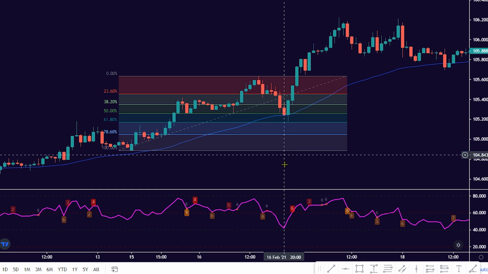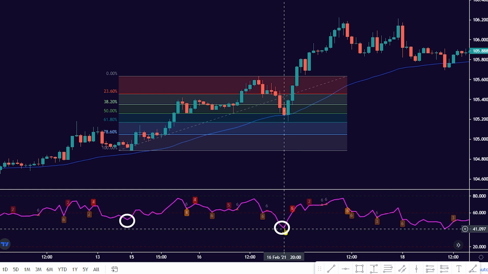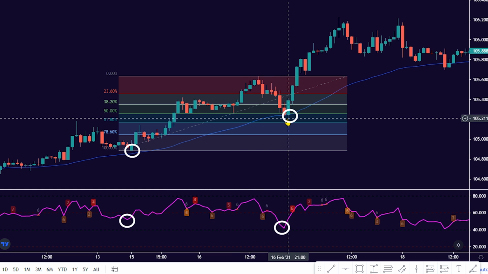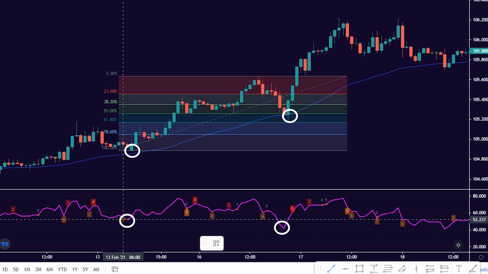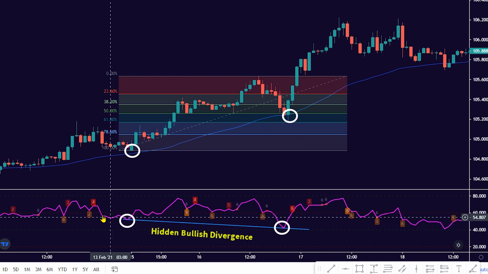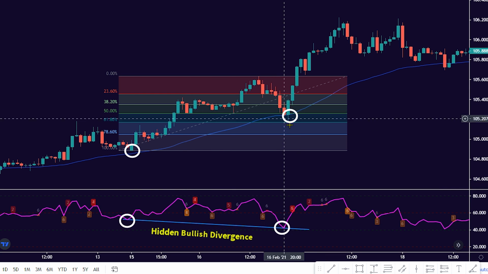In relation to the RSI hidden divergence indicator, we can see that the RSI formed a lower low, which is opposite to the higher low swing formed on the price chart. This formation is called a hidden bullish divergence. We can see how the hidden bullish divergence gave confirmation of the continuation of the bullish rally.